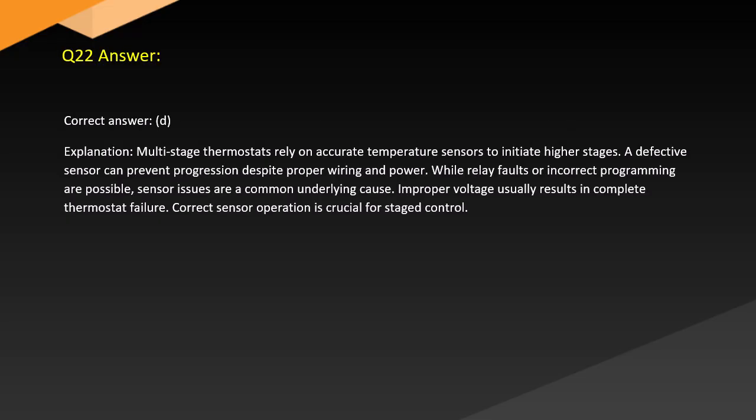Answer. Correct answer D. Explanation. Multi-stage thermostats rely on accurate temperature sensors to initiate higher stages. A defective sensor can prevent progression despite proper wiring and power, while relay faults or incorrect programming are possible. Sensor issues are a common underlying cause. Improper voltage usually results in complete thermostat failure. Correct sensor operation is crucial for stage control.